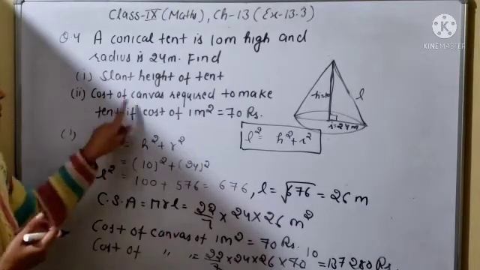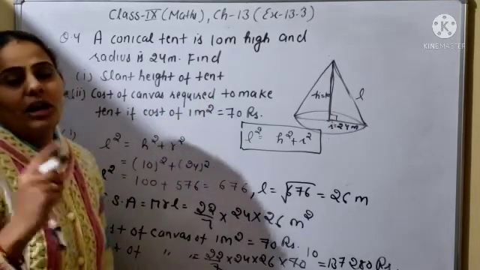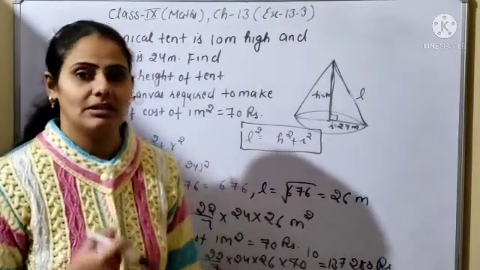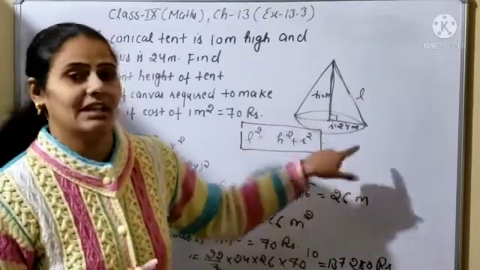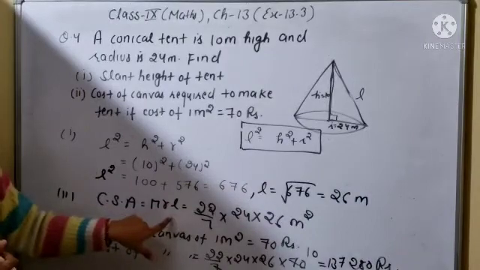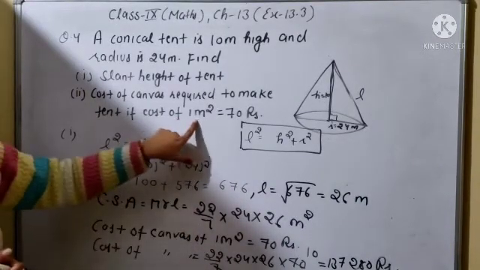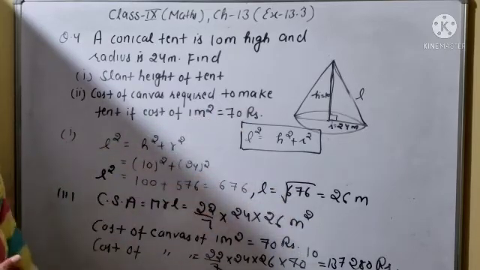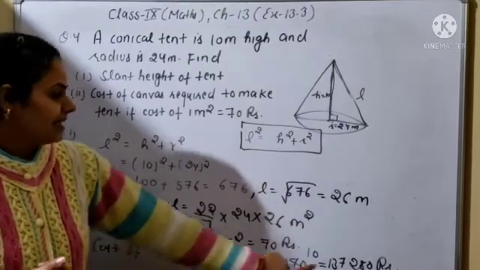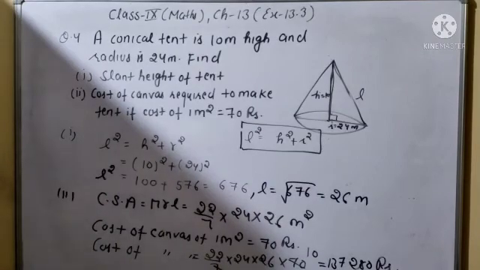Now you will find out the cost of canvas required to make the tent if the cost of 1 meter square is 70 rupees. We have to put canvas over our tent, so first of all we will find out the area, and how much area? This part area will be the curved surface area. So first find the curved surface area by applying pi r l, and on that area we have to find the cost. The cost of 1 meter square is 70 rupees, so the area will be multiplied by 70, and find the answer, 137,280. Then this one will be the cost of the canvas.